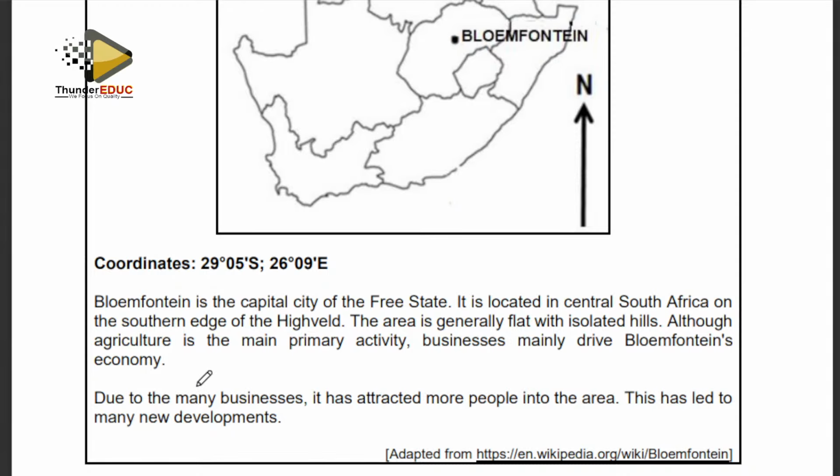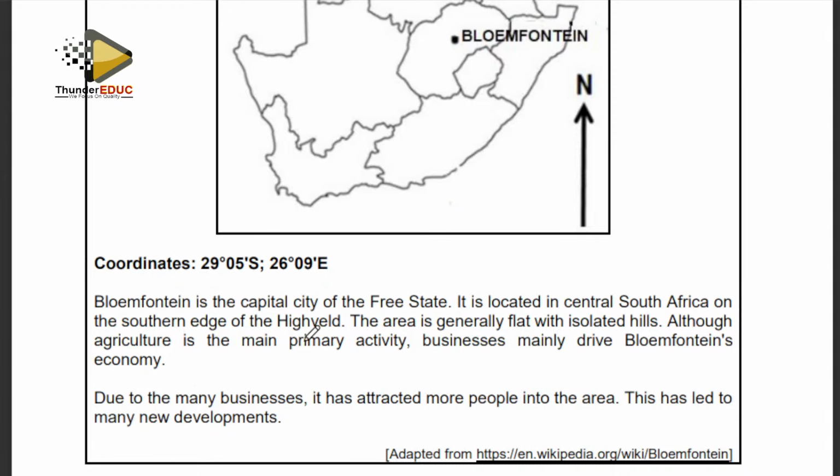It is located in central South Africa on the southern edge of the Highveld. The area is generally flat with isolated hills. Although agriculture is the main primary activity, businesses mainly drive Bloemfontein's economy. Due to the many businesses, it has attracted many people into the area. This has led to many developments. Okay. Those are the things we're supposed to read just for us to understand, because if you have a question that requires us to get that, then we can do it. Okay. Let us look at the questions.